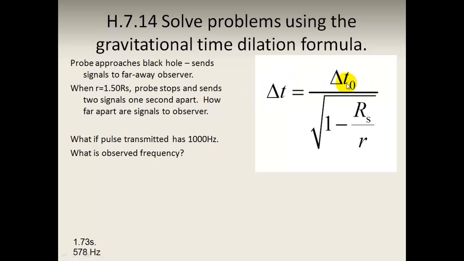What you find is that the interval of 1 second from a far distance will be seen as 1.73 seconds, and the frequency which is emitted, which is 1,000 Hertz, by the time it gets to us, will be 578 Hertz. In other words, it becomes very much redshifted.